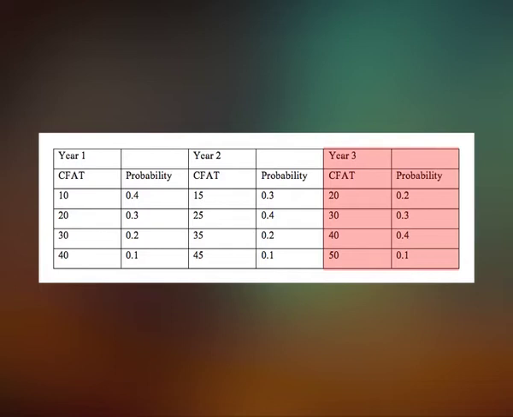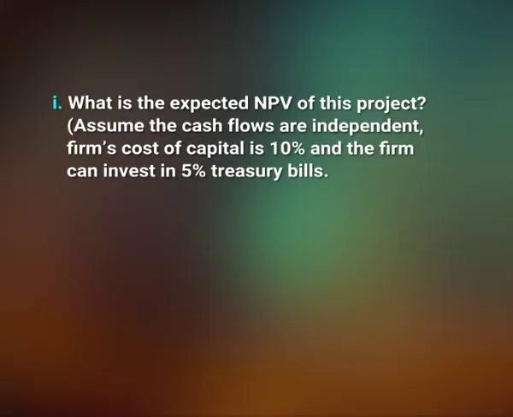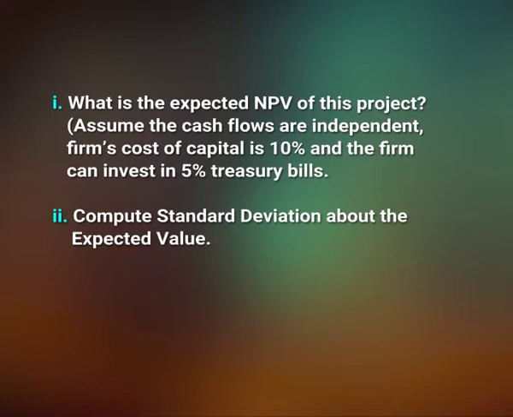Now, these cash flow after tax are given in lakhs. What we are required to calculate is, number 1, the expected net present value of this project, assuming the cash flows are independent, the firm's cost of capital is 10% and the firm can invest in 5% treasury bills. Second, compute the standard deviation about the expected value.